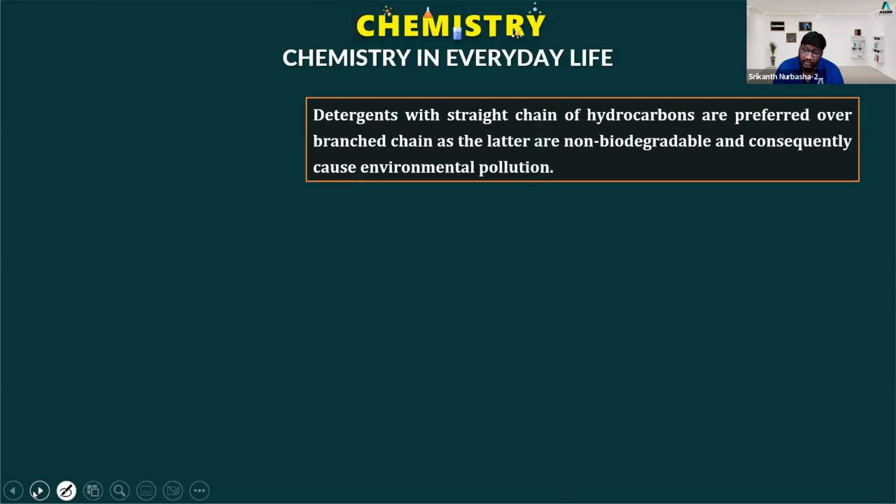Detergents with a straight chain of hydrocarbons are preferred over branched chain, as the latter are non-biodegradable and consequently cause environmental pollution. We will be discussing environmental pollution in the next topic.